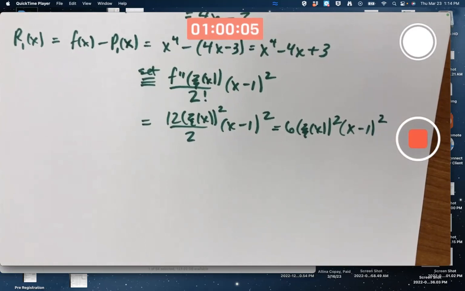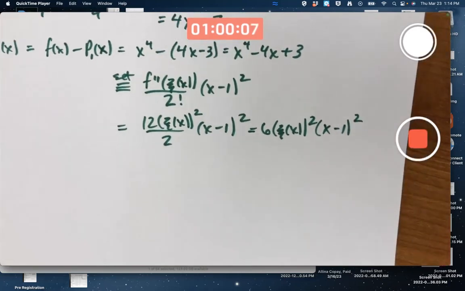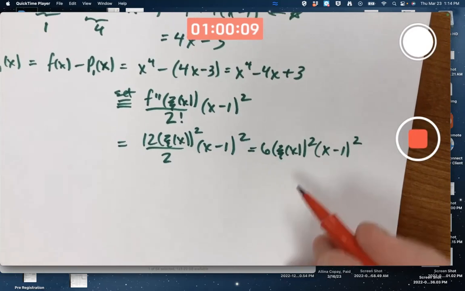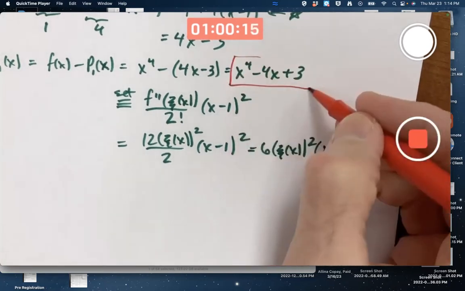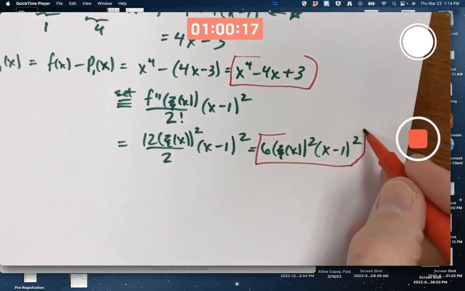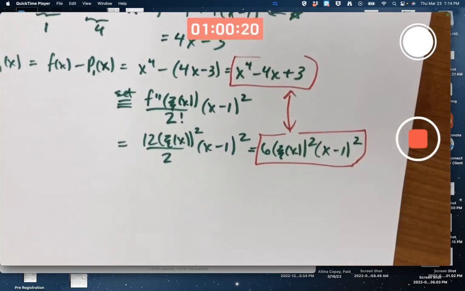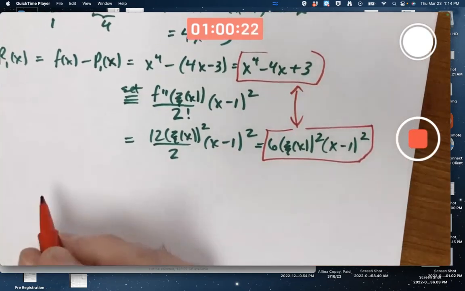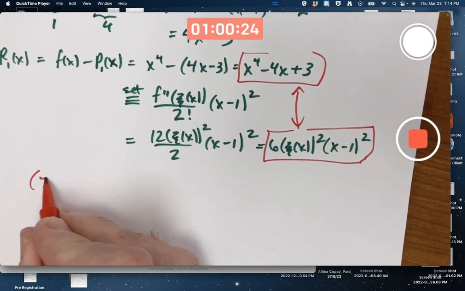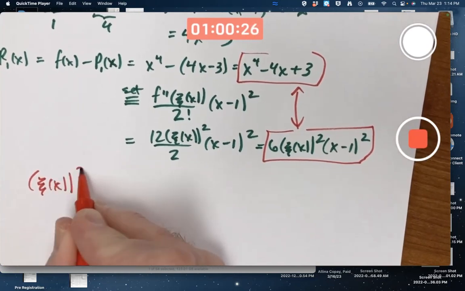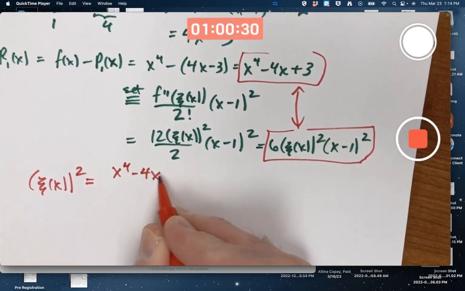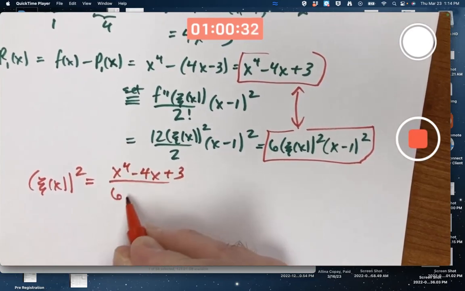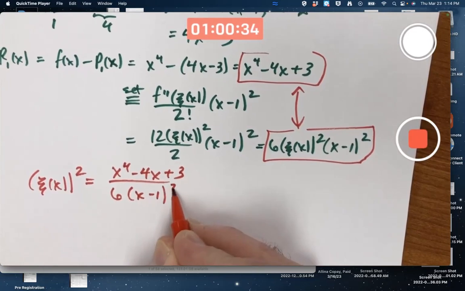Again, my goal here is to solve for c of x. I'm trying to illustrate the theorem. I'm not trying to prove the theorem. The proof of the theorem is just too hard. I'm trying to illustrate it. So I'm going to set these things equal to each other and solve for c of x. So c of x squared would be the fourth degree thing divided by 6 and also x minus 1 squared.